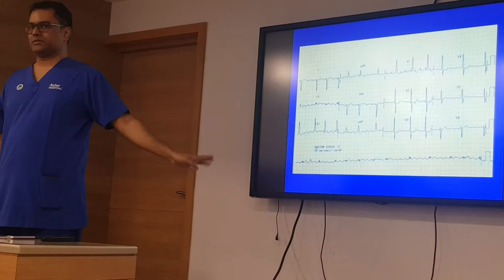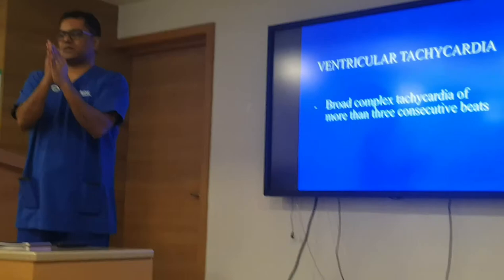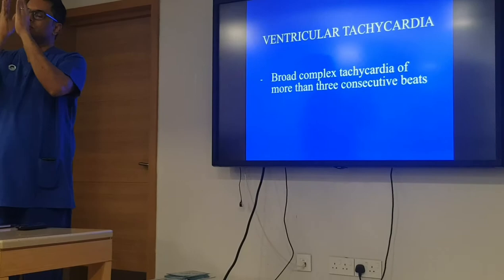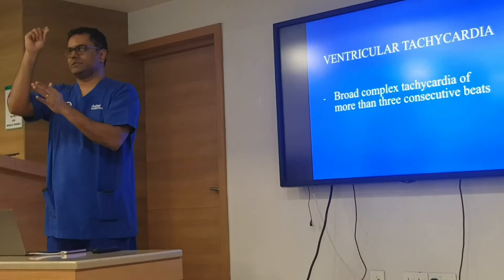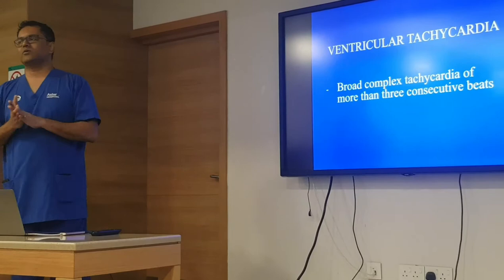So you see narrow complex tachycardia, where there is SVT, which, as I said, is a regular narrow complex tachycardia, heart rate between 170 to 220. Then you have atrial flutter, which is again a regular narrow complex tachycardia, but you'll see the flutter waves and the heart rate is usually 150. And then you have AF, which is an irregular tachycardia. The rate can be anything depending on the ventricular response. Those are the three narrow complex tachycardias you need to remember.